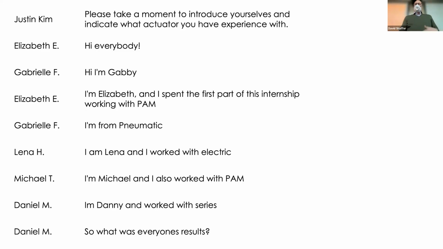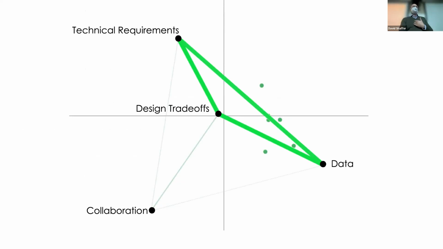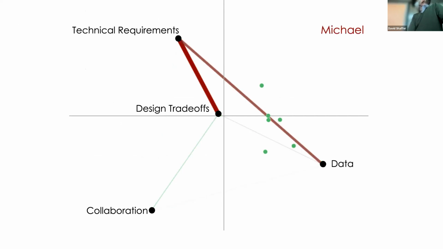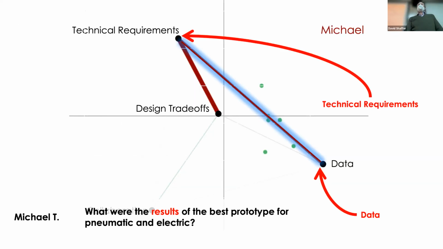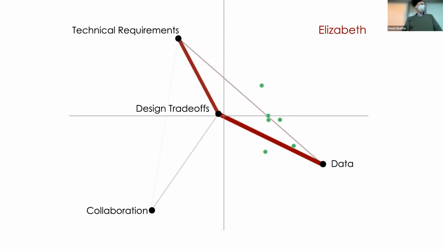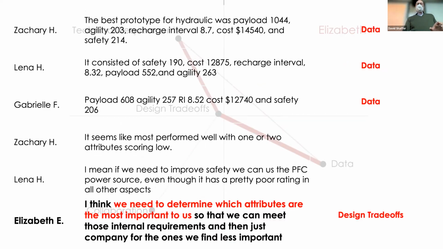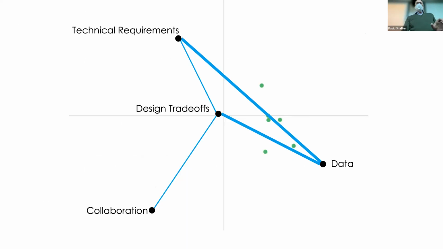Well, what does that look like in terms of the group we were just looking at? This is what their model looks like, more or less similar to the one that I showed you. This is the model for Michael. And if you remember, Michael is the person who asked for data in response to technical requirements, and that's the connection right there. This is Elizabeth's model. You may remember Elizabeth was the person who asked about design trade-offs in response to the discussion of data. That's the connection right there. And that's her talking about it.